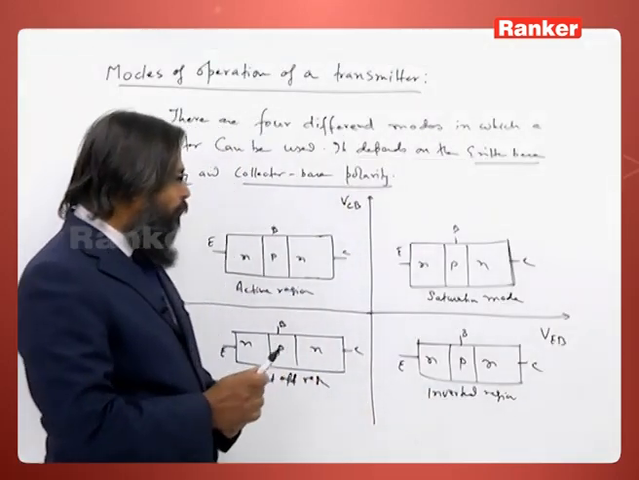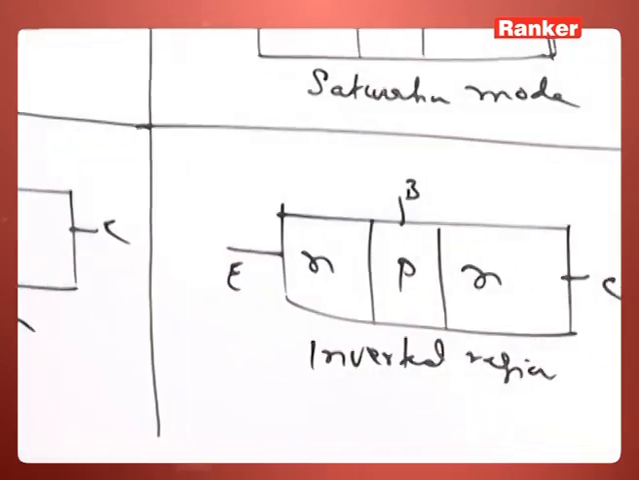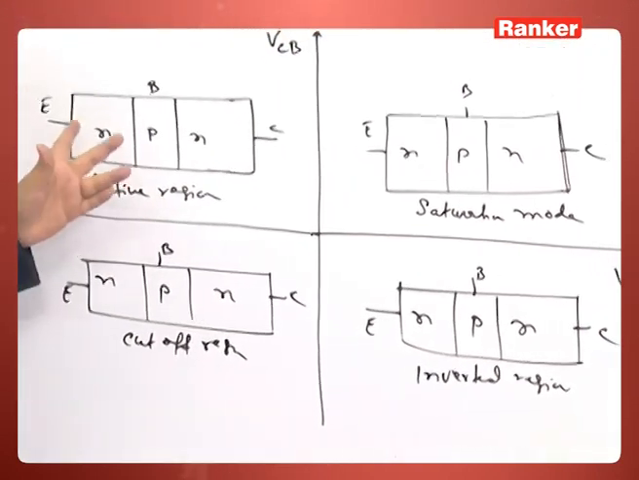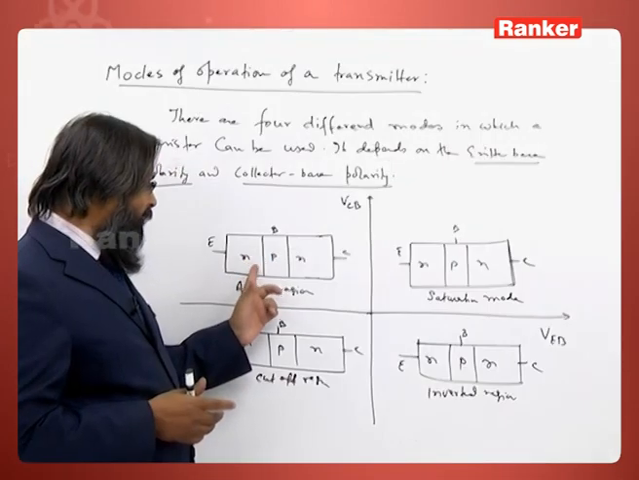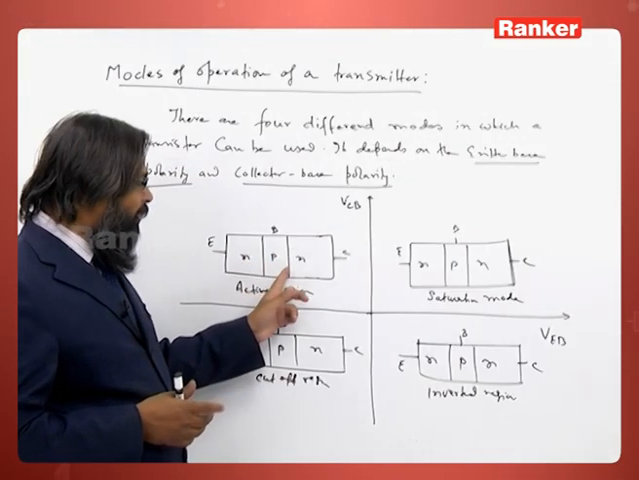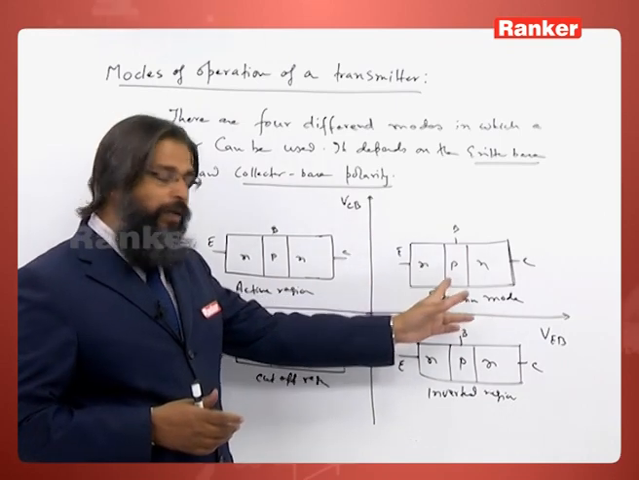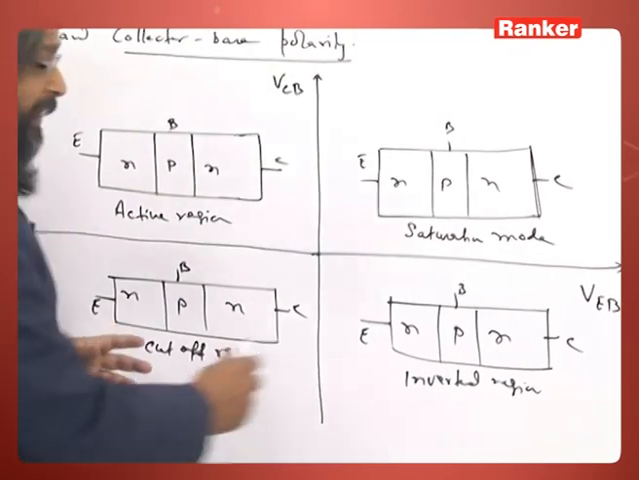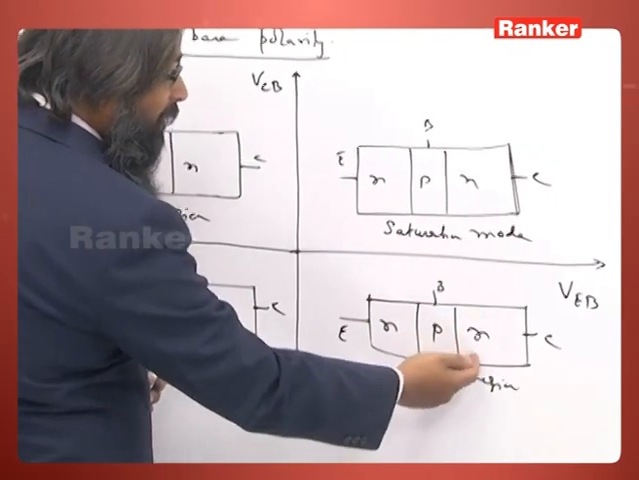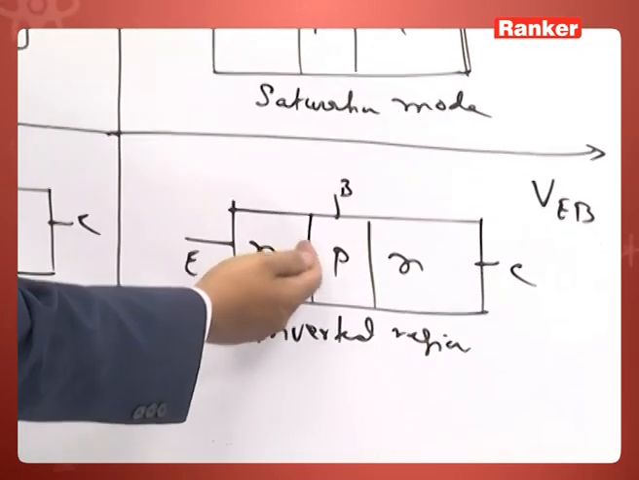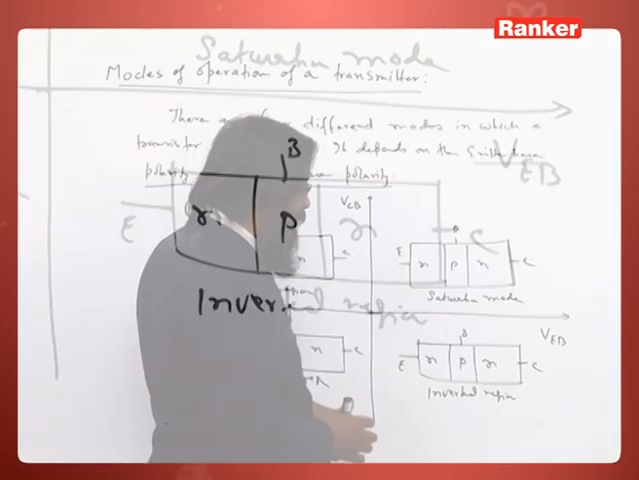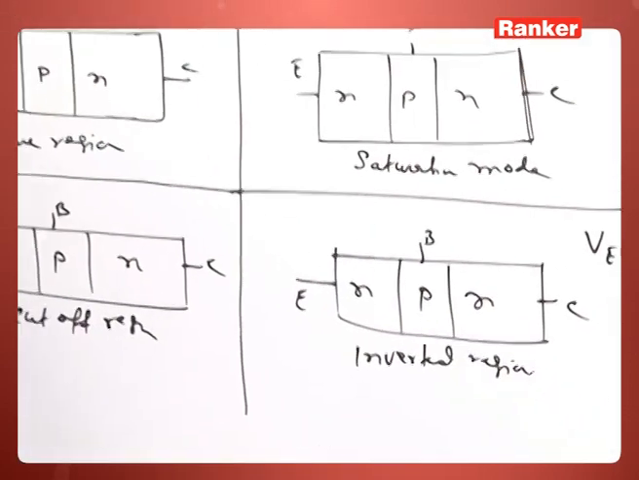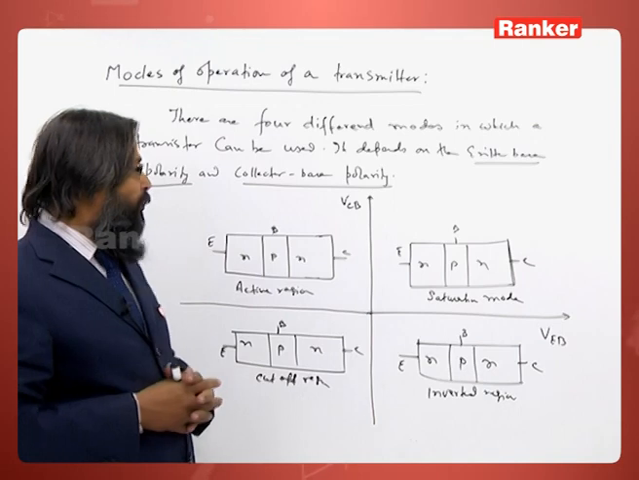So, these are the 4 different modes in which a transistor can be operated. Active region where this region is forward biased and this is reverse. Saturation, both are forward biased, here both are reverse biased, and here this is inverted region, which means collector base is forward biased and emitter base is reverse biased. These are the 4 ways in which a transistor can be used.